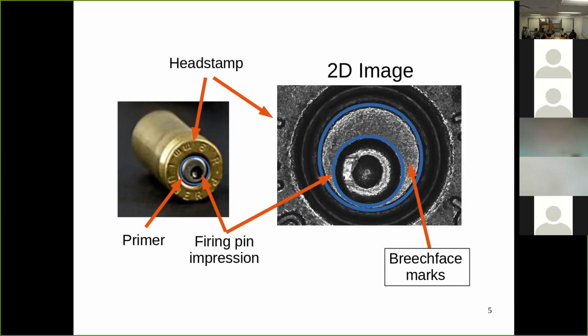And then the primer circle is the outer blue circle, and the smaller blue circle is the firing pin impression. What we're interested in for this work is just the breech face marks, which are the marks in the area between the two circles. Again, these marks are caused by the breech block pressing against the cartridge.